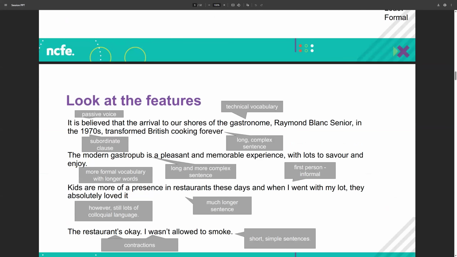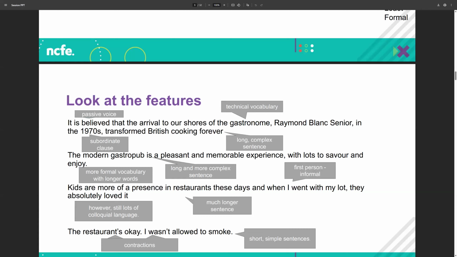So, technical vocabulary, right? Gastronome. I'm guessing that means an expert in food and cooking. So using technical vocabulary, and the passive voice. You know how I was saying if you talk with the I did, we did, it's not as formal, right? So it is believed, instead of saying I believe that the arrival to our shores of the gastronome, it is believed that the arrival to our shores of the gastronome. Slight difference, very slight difference, but it's quite obvious once you know what to look for, right?